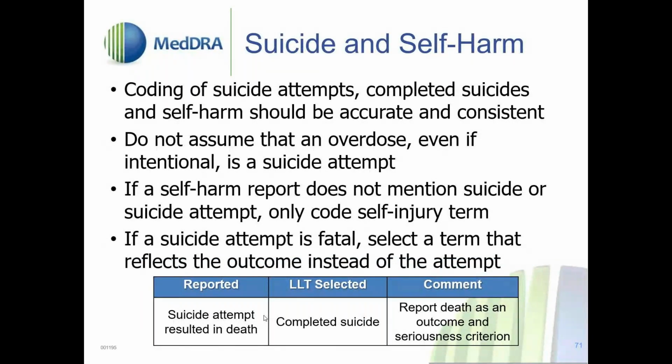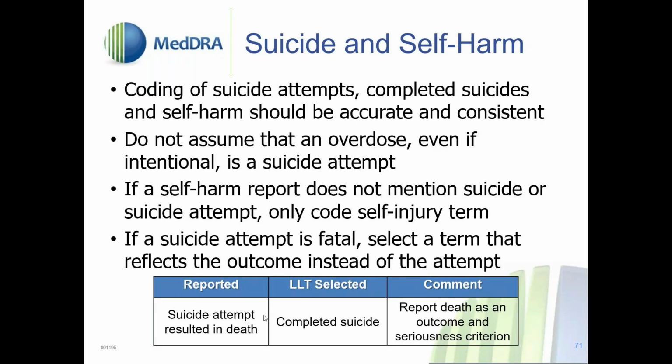Suicide and self-harm is another special topic addressed in the PTC guidance. When coding suicide attempts, completed suicides, and self-harm, clearly distinguish between these scenarios. Be as accurate as possible and handle these terms consistently. Do not assume that an overdose, even if it is reported as intentional, relates to a suicide attempt. Same holds true for reports on self-injuries. If suicide attempt or suicide are not mentioned in the report, only code the intentional overdose or self-injury.